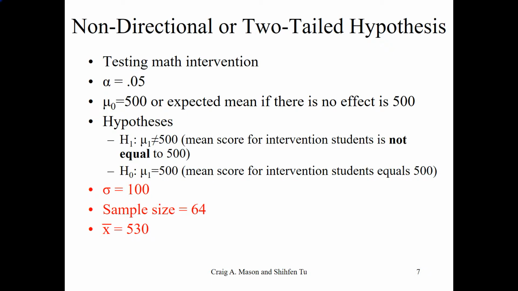Notice how our language has changed. In my alternative hypothesis, I'm no longer talking about the intervention increasing scores. We're talking about it impacting scores, by either raising them or lowering them. We'll keep everything else the same. Sigma remains 100. We'll keep the sample size of 64 and a sample mean of 530. That way, it will be easier to see the impact of switching to a two-tailed versus one-tailed hypothesis.